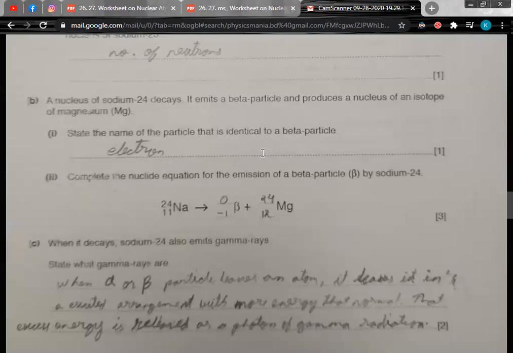Okay, B1 is correct. Yeah, B2 also correct.